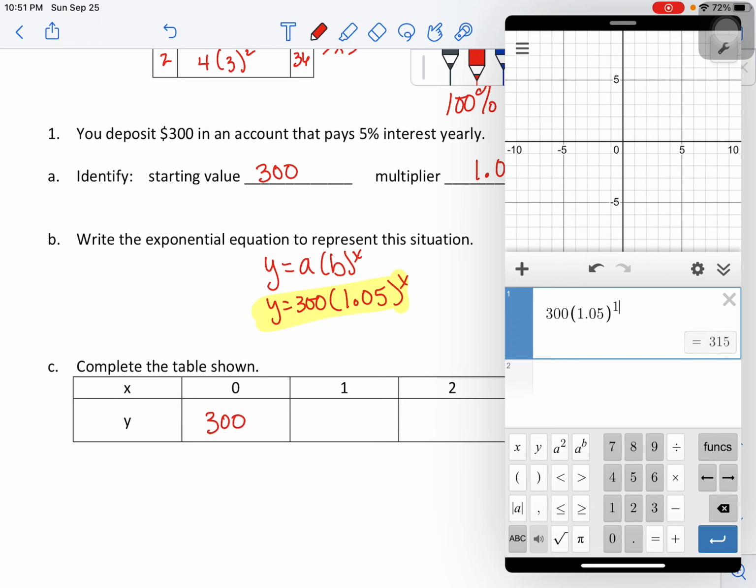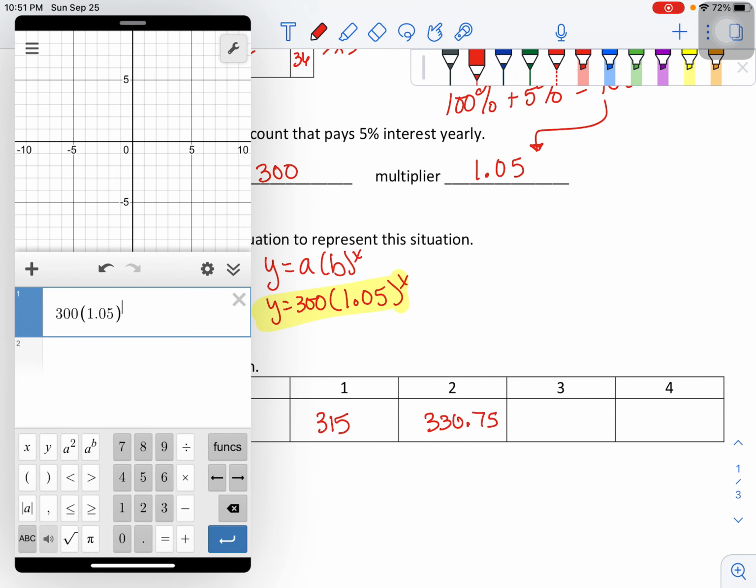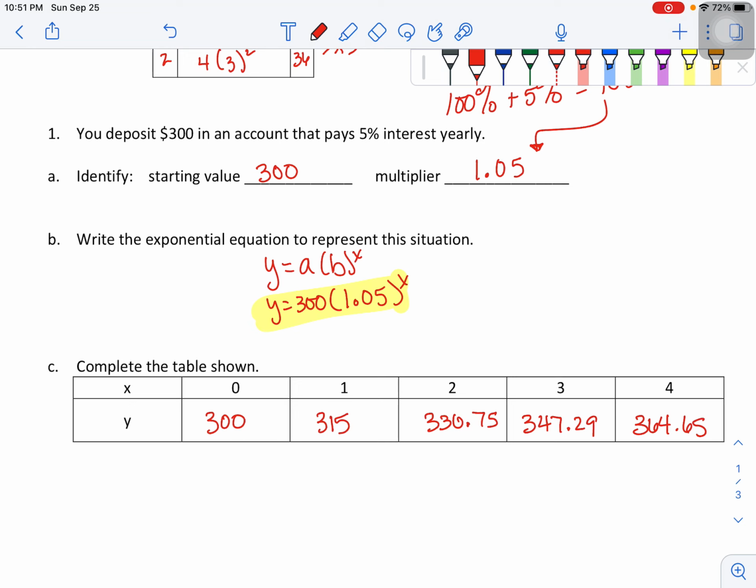After year 1, I make $315 total. I had 300, I made another 15. If I plug in a 2 for 2 years, $330.75. Year 3, $347.29. And year 4, $364.65. Okay, so that's a real life example.